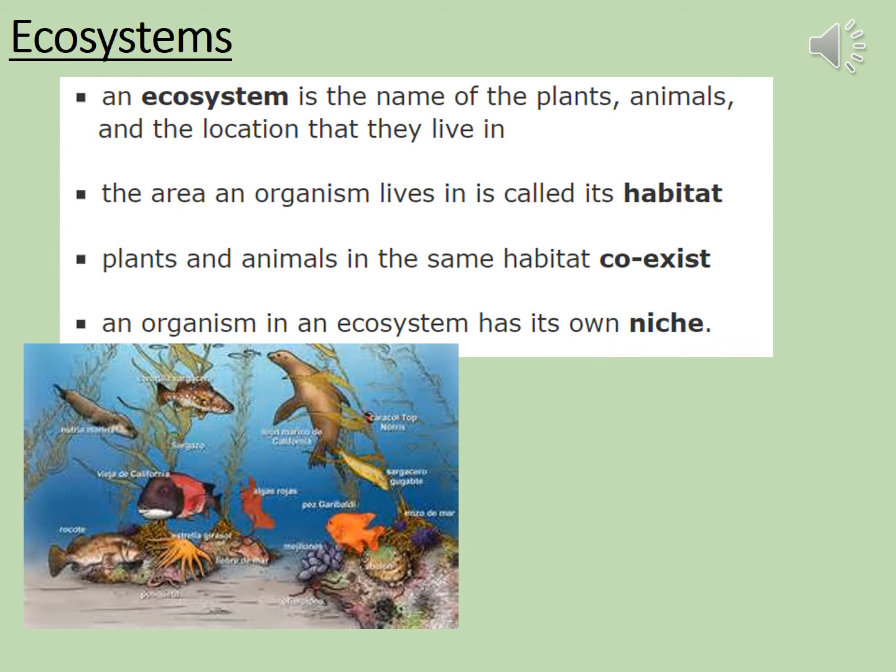So what you need to know for the assessment is that an ecosystem is the name of the plants, animals, and the location that they live in. The area the organism lives in is the habitat. All the plants and animals that coexist together in that same habitat are part of that whole ecosystem. An organism in an ecosystem has its own niche, its own sort of area within the ecosystem.